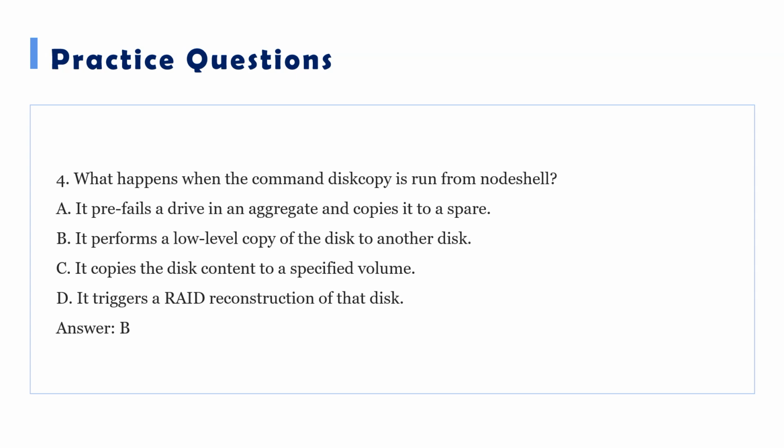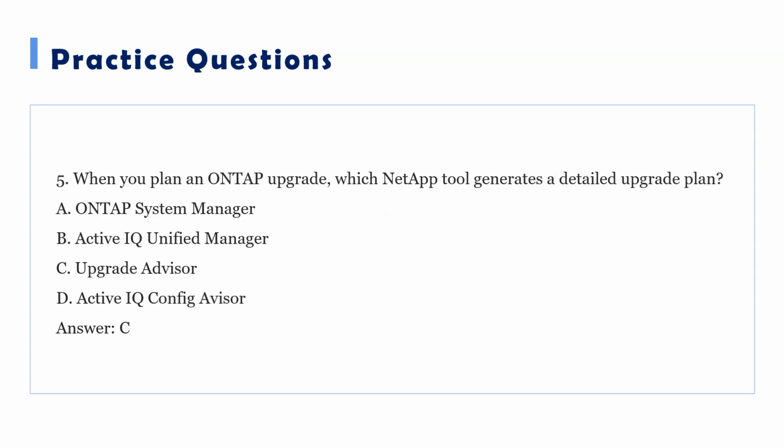A. It pre-fails a drive in an aggregate and copies it to a spare. B. It performs a low-level copy of the disk to another disk. C. It copies the disk content to a specified volume. D. It triggers a RAID reconstruction of that disk. Answer: B. 5. When you plan an ONTAP upgrade, which NetApp tool generates a detailed upgrade plan?